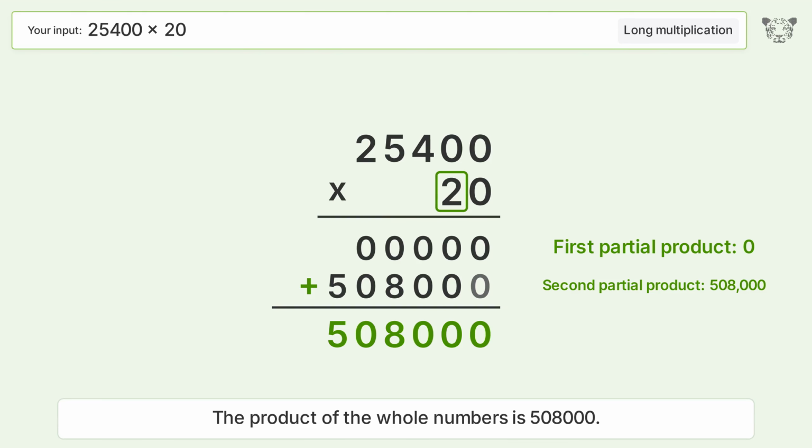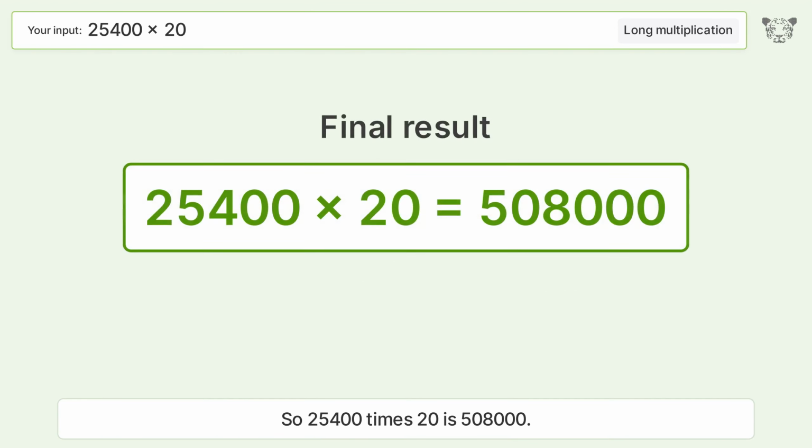The product of the whole numbers is 508,000. So 25,400 times 20 is 508,000.